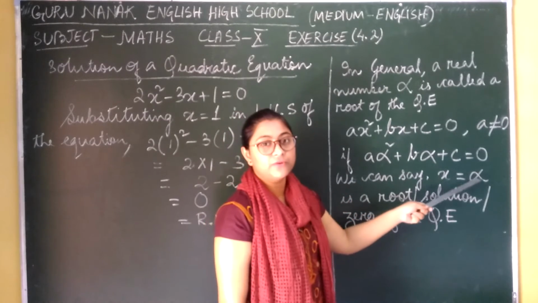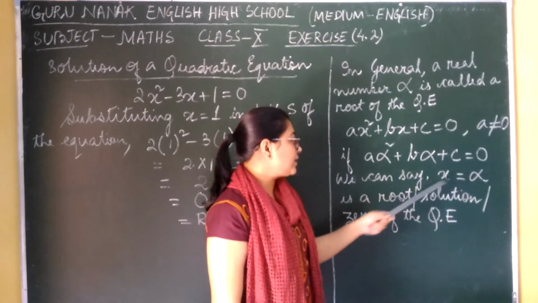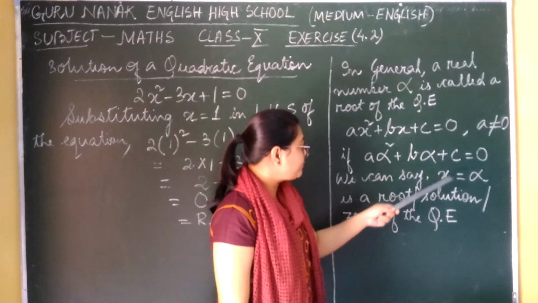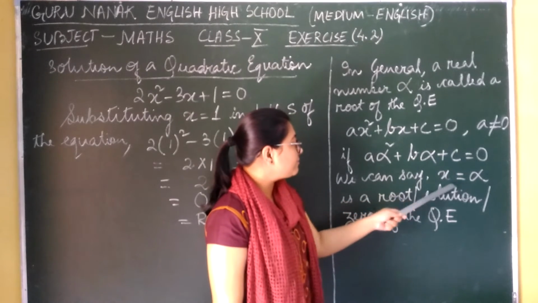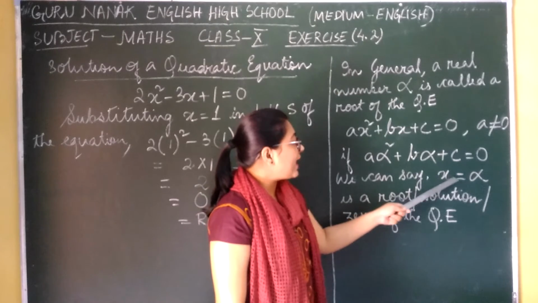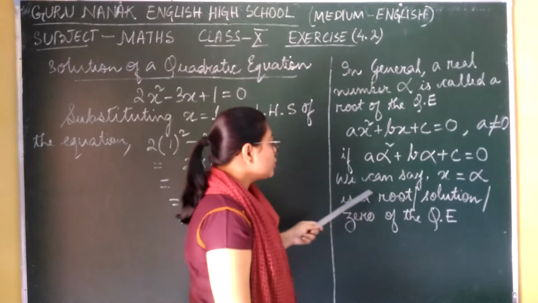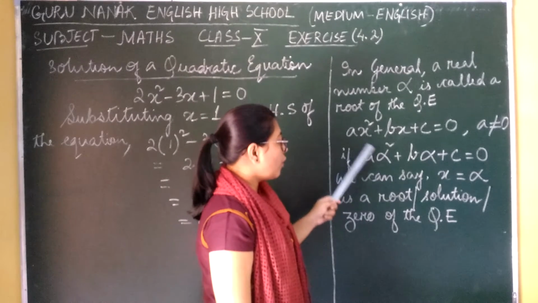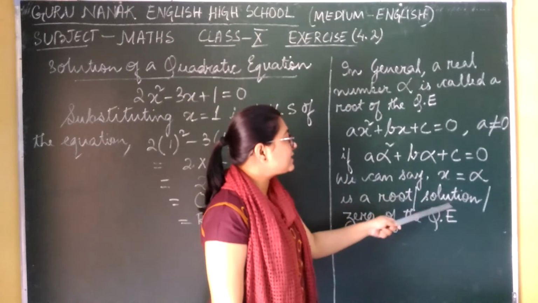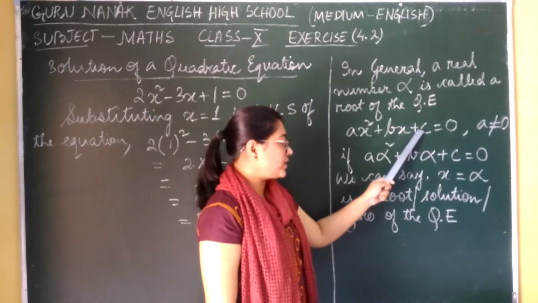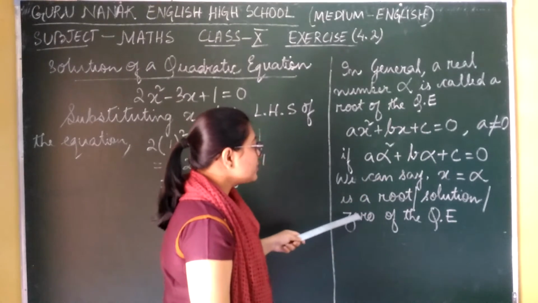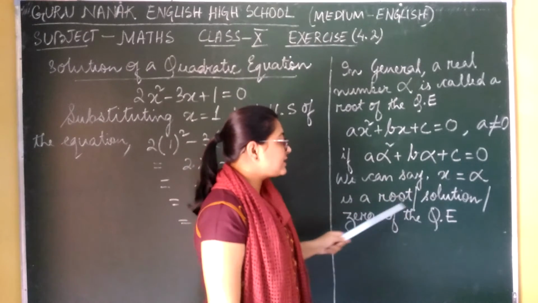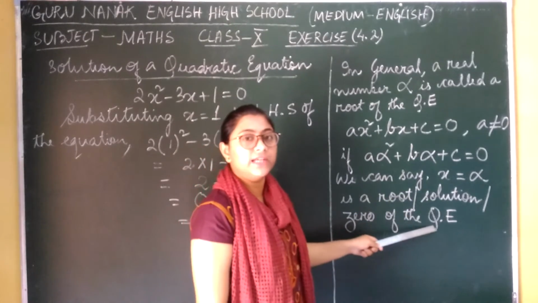If we compare both the equations, we can say that x equals alpha means the value of x is alpha, so alpha is a root of the equation, or we can say x equals alpha is a solution of the quadratic equation, or we can also say x equals alpha is a zero of the quadratic equation.